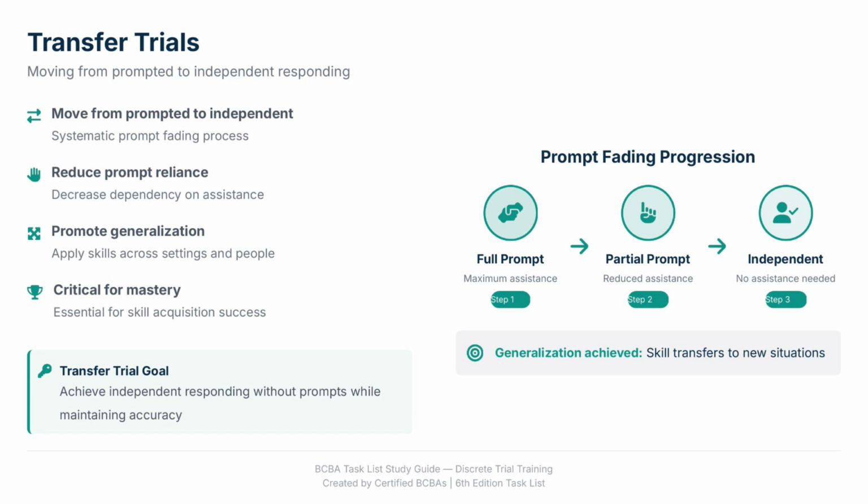For example, you might move from full physical prompting to partial prompting, then to gestural prompts, and eventually to no prompts at all. From an exam standpoint, independence is the key indicator of mastery. If a learner only responds when prompted, the skill has not truly been learned.